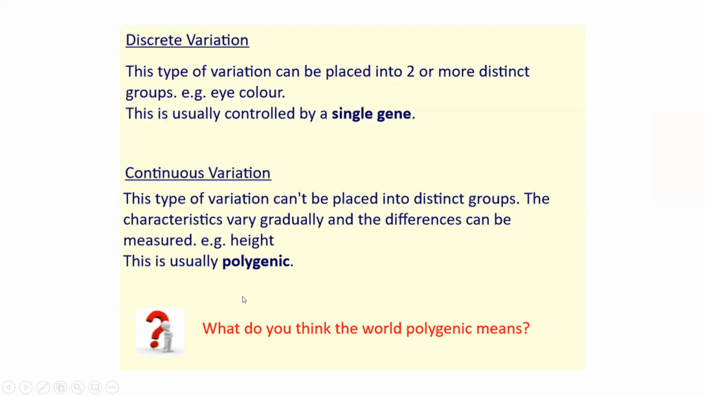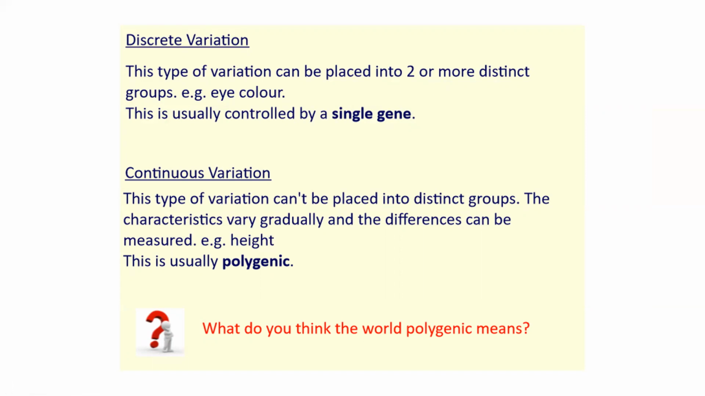Continuous variation is where we can't place people into groups, like if we consider eye color, green, blue, hazel, brown, or tongue rolling, can, can't. In continuous variation, these are traits where we can't group people because the characteristics vary gradually, and there's usually a really big range of differences. So the best example of that would be height. It's not correct to say small, tall. We can actually measure height.